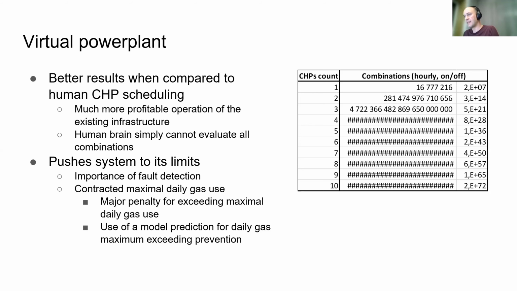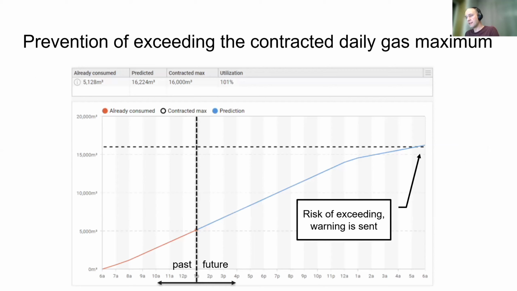One of the outcomes was that this virtual power plant was pushing the system into the limits of these maximal contracted daily amounts. I will show you a screen from the prevention of exceeding dashboard, where again we are using prediction. The red line is the already consumed amount of gas, and the blue line is the prediction with respect to the typical profile of energy consumption of this city and the weather forecast. We are able to predict that there will probably be some small exceeding at the end of this day, and technicians have a couple of hours to prevent this from happening. So this helps them to operate at the limits of these systems.